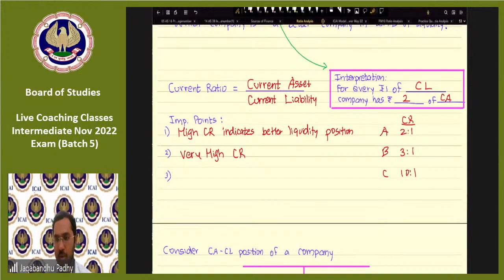No, no, it's not. Because if you are having so much of current asset, what does that mean? When you have a lot of current assets, either you will have a high amount of stock, or you will have a high amount of debtors, or you will have a high amount of cash. Because if you have got a great amount of current asset, that will be ideally because of these three reasons.